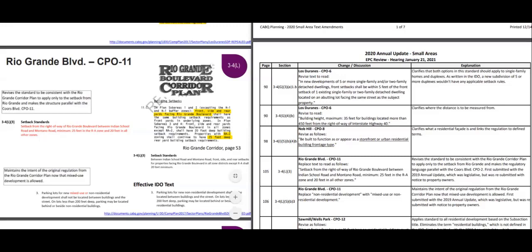And so parking would be required to be on the side or behind of both a mixed use or a fully non-residential development. This change was also first submitted last year and resubmitted so that we could notice every private property owner.